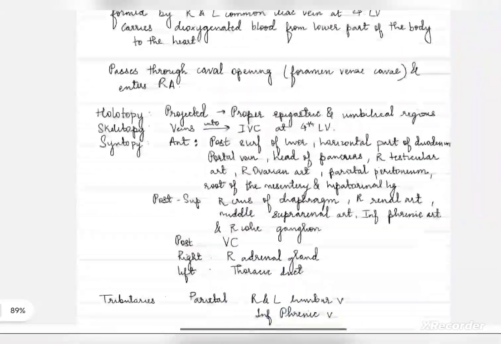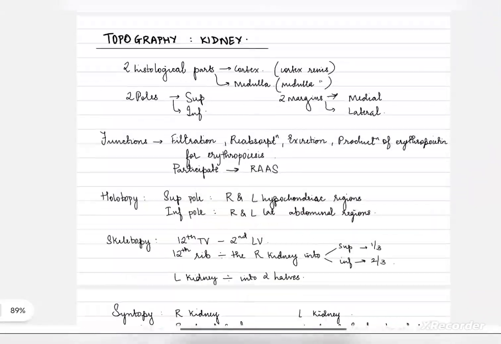So here we complete our lumbar region. Next would be our pelvic region.